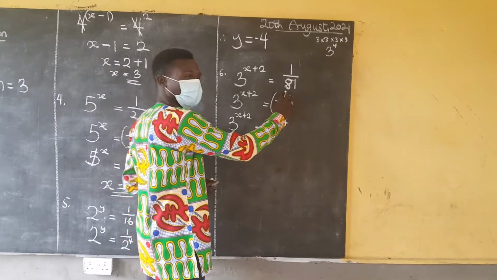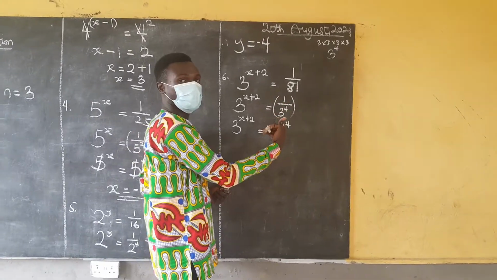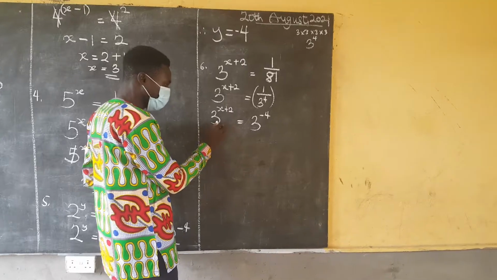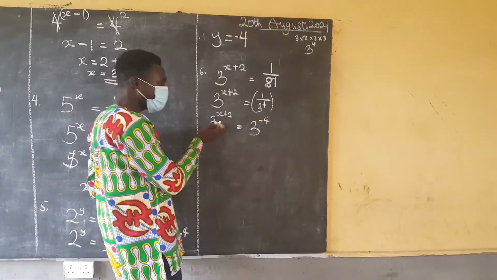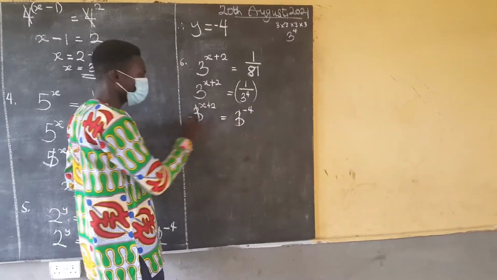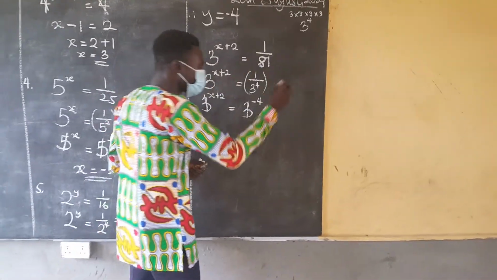If you have something like this, you just negate the power, then you take away the fraction. So what do I do next? He says that if the bases are the same, the base here is 3, the one here is also 3, so I can say the base will cancel out. Now you equate the powers.